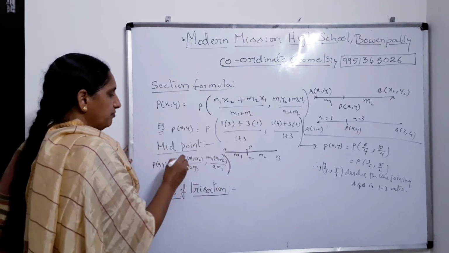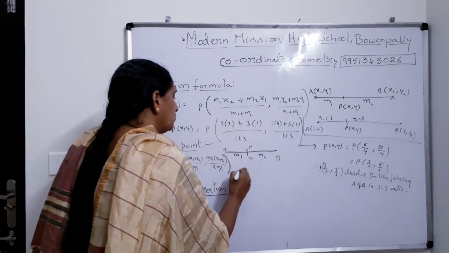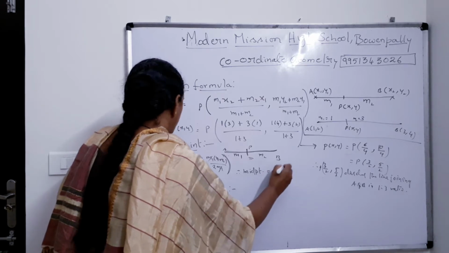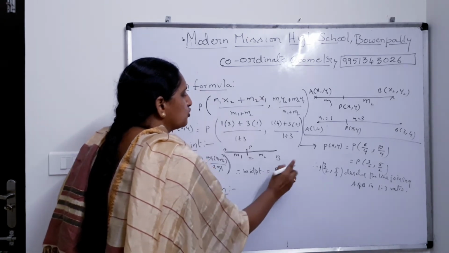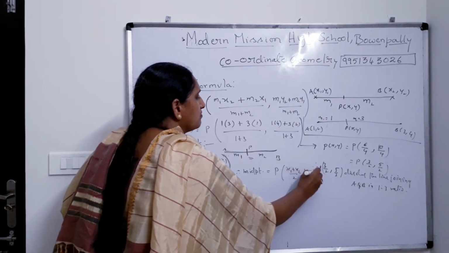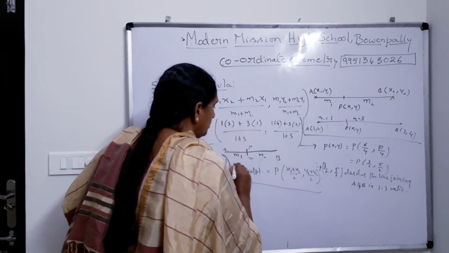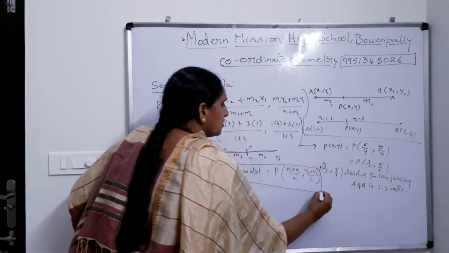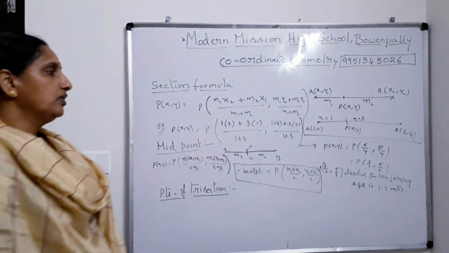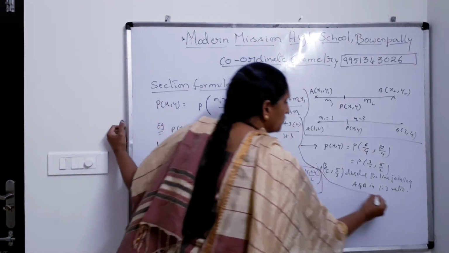Okay. So now M1 will get cancelled. Here also M1 will get cancelled. So therefore what did you get? Therefore midpoint is equal to P of x1 plus x2 by 2 and y1 plus y2 by 2. Very important. So put it in the box. So the midpoint is equal to P of x1 plus x2 by 2 and y1 plus y2 by 2, which are the two coordinates of this.